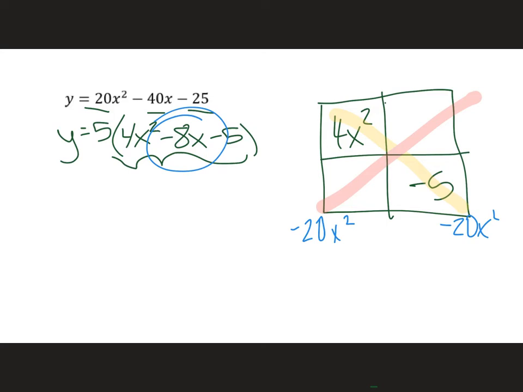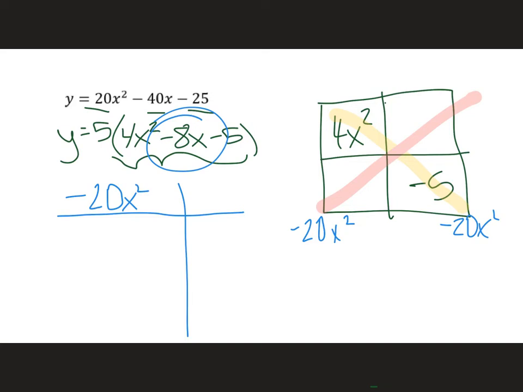Now, there's quite a few factors of negative 20x squared. So to kind of help me limit how many I have to try, I know that it has to be negative when I combine them. That tells me that the larger factor should be negative and the smaller factor should be positive. Because if the larger factor is positive, then when I combine it, it will still be positive.